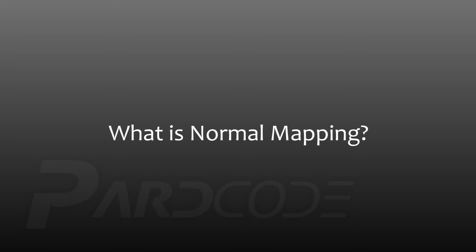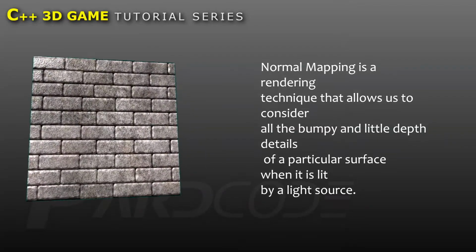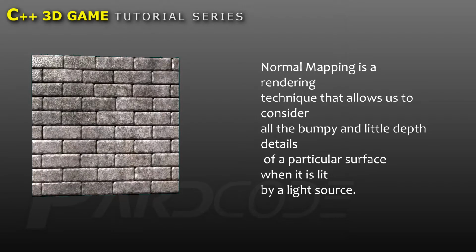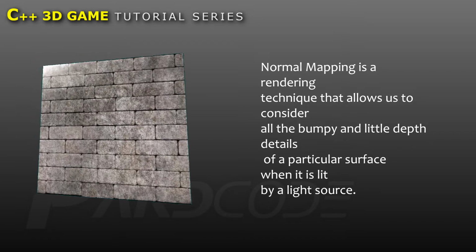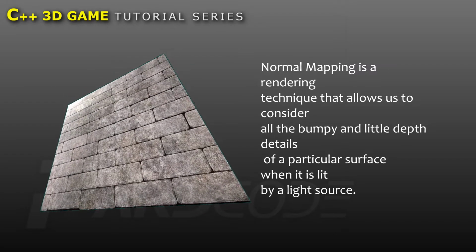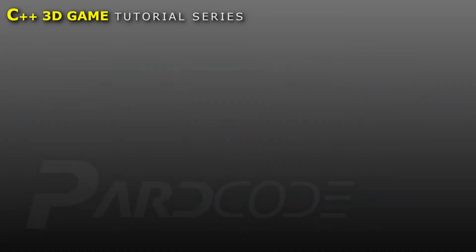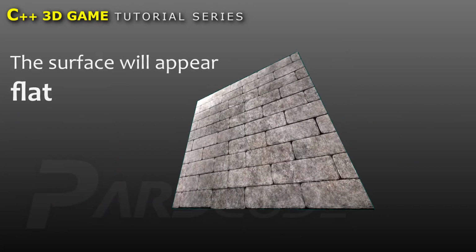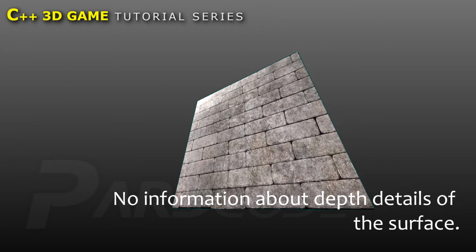First of all, what is normal mapping? Normal mapping is a rendering technique that allows us to consider all the bumpy and little depth details of a particular surface when it is lit by a light source. At the moment, if we enlighten a plane of two triangles with a brick texture, the surface will appear immediately flat. That's because the lighting system doesn't find enough information about the little depth details of the surface.